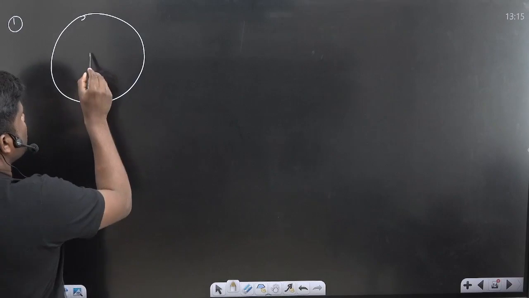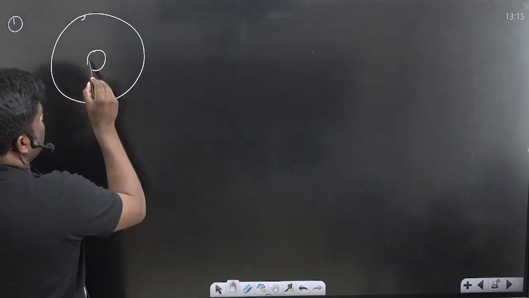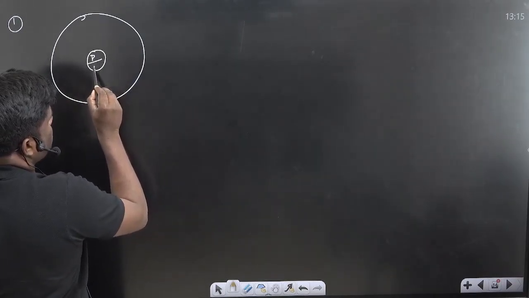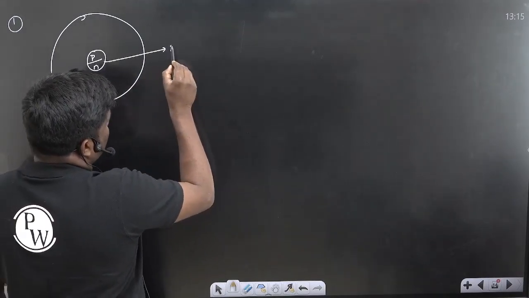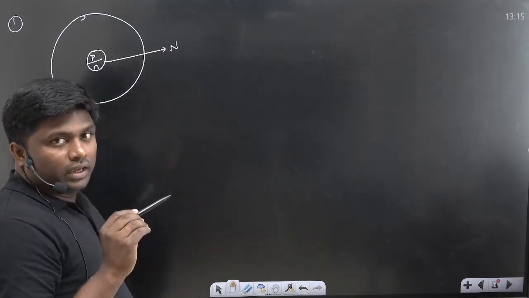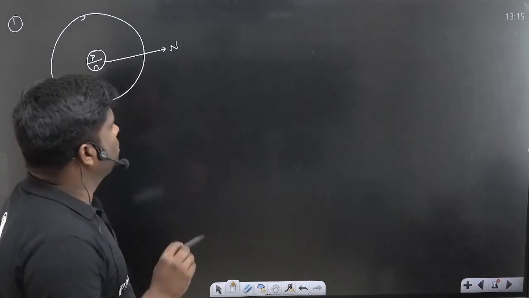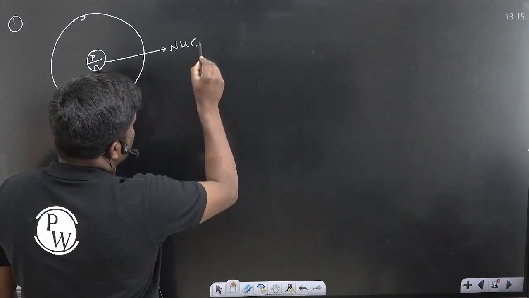The total mass of the atom is present at the center, in which we have protons and neutrons. This center, where the total mass is present and which has protons and neutrons, is called what? Nucleus.